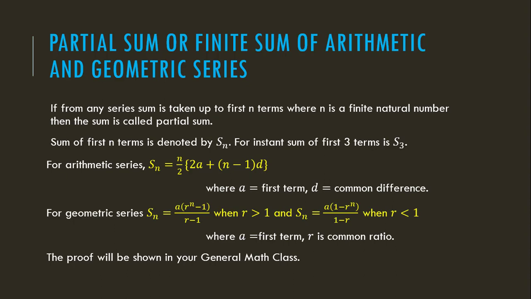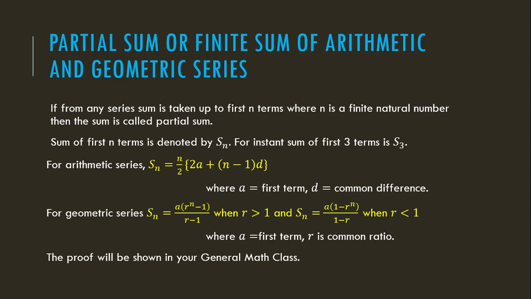Now we are going to discuss the partial sum, or finite sum, of an arithmetic series or a geometric series. If the sum of any series is taken up to the first n terms, where n is a finite natural number, then the sum is called a partial sum. The sum of the first n terms is denoted by Sn. For instance, the sum of the first 3 terms is S3, the sum of the first 4 terms is S4, like this.